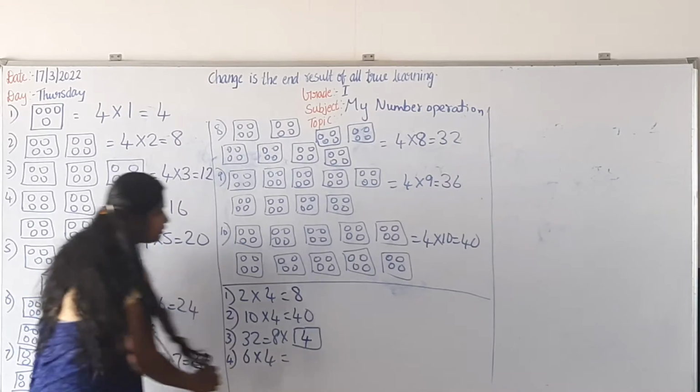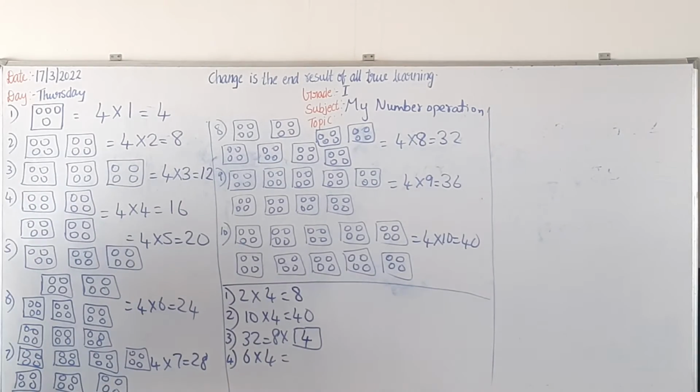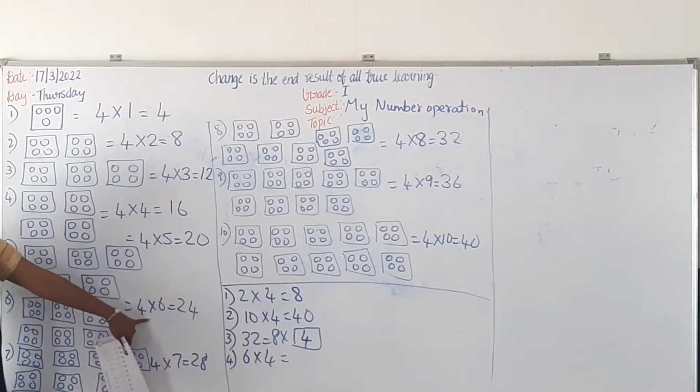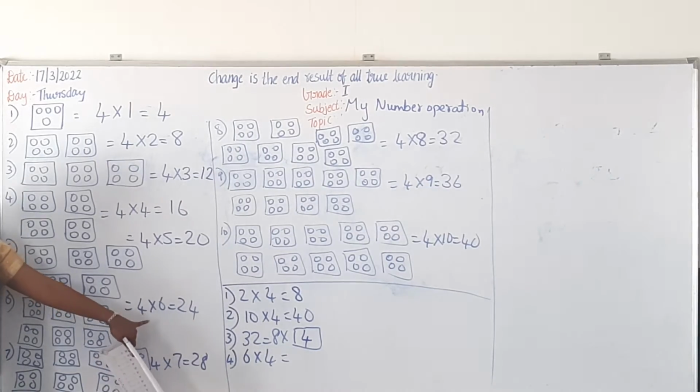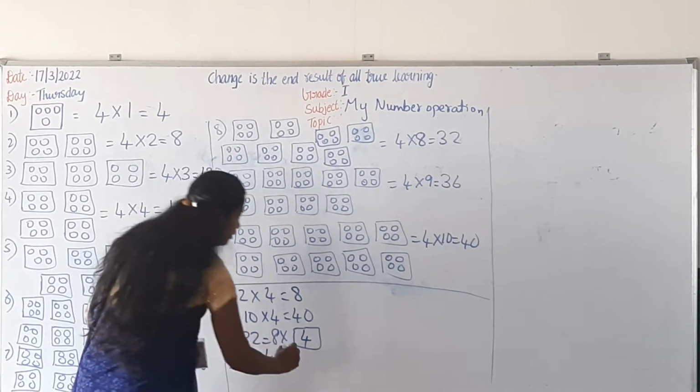Fourth one, 6 into 4. So what is 6 into 4? Where is it? 6 into 4. Here 6. 4 into 6 or 6 into 4 is the same. So what is the answer? 24.